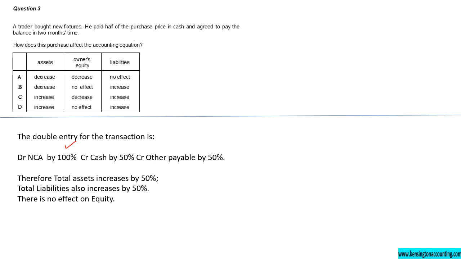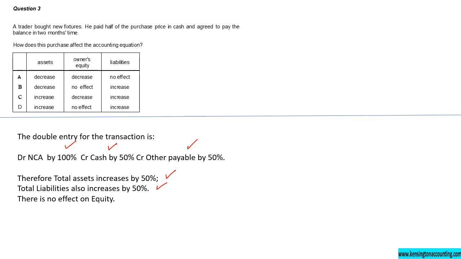Obviously, he is paying half in cash, therefore the cash account needs to be credited by 50%, and the other 50% will credit the business which has provided the credit, which will be the other payable account in current liabilities. Therefore, the effect of this transaction on assets will increase by 100%, but also decrease by 50%. Therefore, total assets is increasing by 50%. In terms of liabilities, other payable is part of current liabilities. Therefore, the liabilities will also increase by 50%.